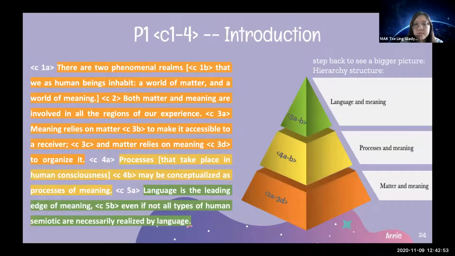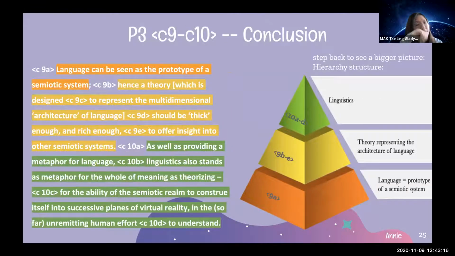As for the introduction, it is mainly formed by hypotactic structures. If we step back a little bit, we can see a hierarchical structure in paragraph 1. It is comprised of 3 parts: matter and meaning, process and meaning, and language and meaning. As for the conclusion, it is also comprised of 3 parts. The first part is that language is the prototype of a semiotic system. The second part is theory, which is systemic functional linguistics, representing the architecture of language. And the third part is linguistics.